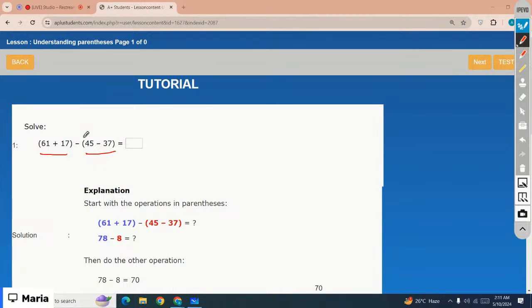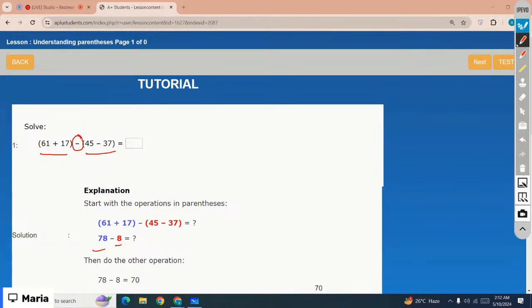You have to solve these two parentheses, right? The first one you need to add. So just add 61 plus 17. Then 45 minus 37. So when you add 61 plus 17, that makes 78. And 45 minus 37 is 8. You have a subtraction sign, so that would be 78 minus 8.